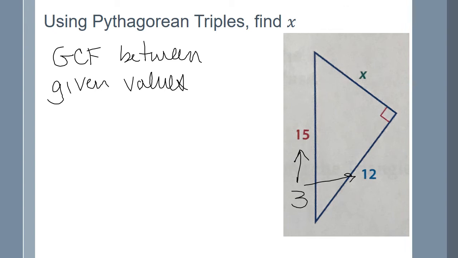So if I divide 3 into each of those, I end up with 5 here and 4 here. Since it's a right triangle, now I know that I have a 3, 4, 5 right triangle. So now I can solve for x by saying 3 times 3 equals 9 is equal to x. Okay? So you're going to multiply the greatest common factor by whatever is missing from the triple.